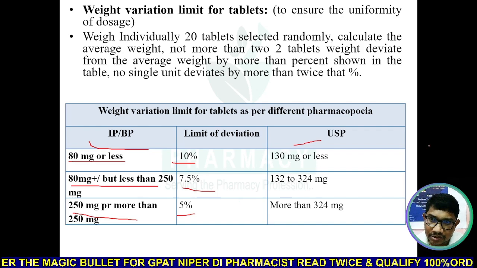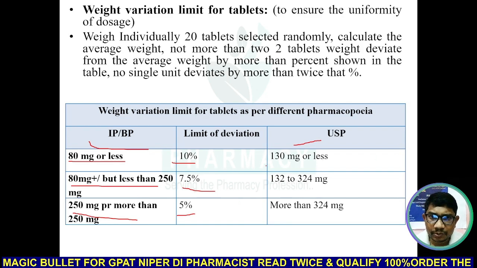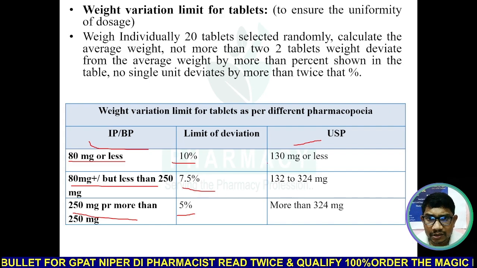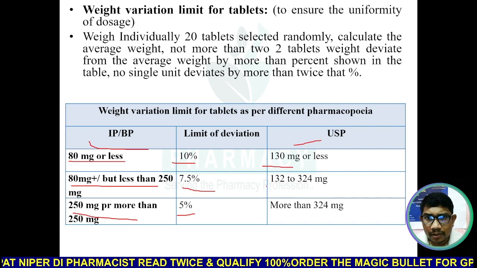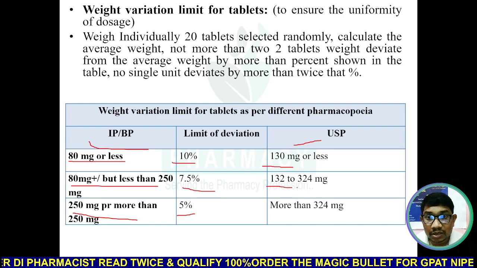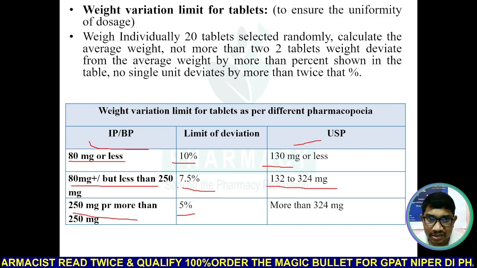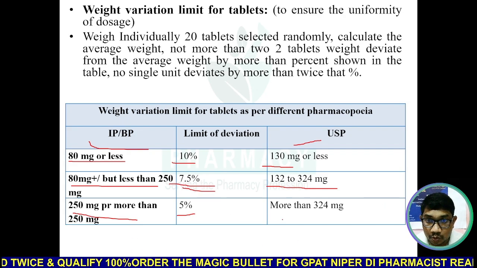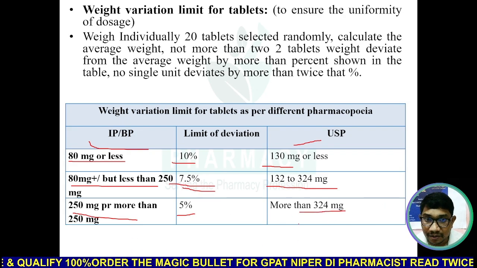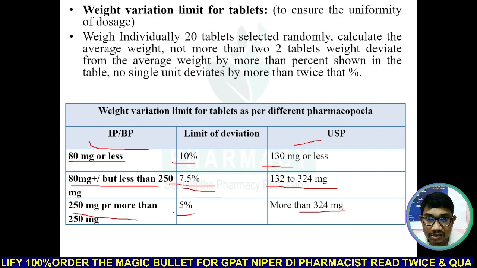And as per the USP, if your tablet weight is less than 130 milligram, the percentage deviation is 10%. If your tablet weight is between 130 and 324 milligram, then the percentage deviation is 7.5%. And if your tablet weight is more than 324 milligram, the percentage deviation is 5%.